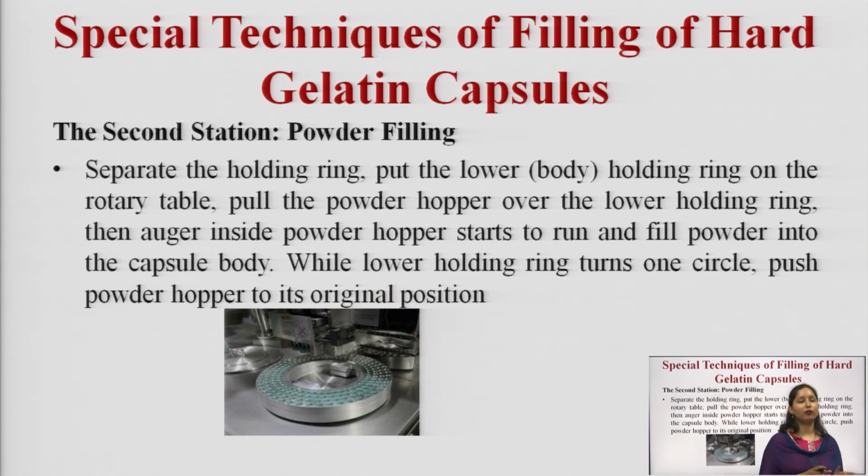In the second station, what will happen? Filling of the powder. We separate the upper holding ring, and we put the lower holding ring on the rotary table, and above the lower holding ring we place the powder hopper, so that the powder will flow from the hopper to the lower holding ring which contains the capsule body. Pull the powder hopper over the lower holding ring, and then the auger inside the powder hopper starts to run and fill the powder into the capsule body, while the lower holding ring turns one cycle. Push the powder hopper to its original position. Once the capsule body is filled, the powder hopper is back to its original position.